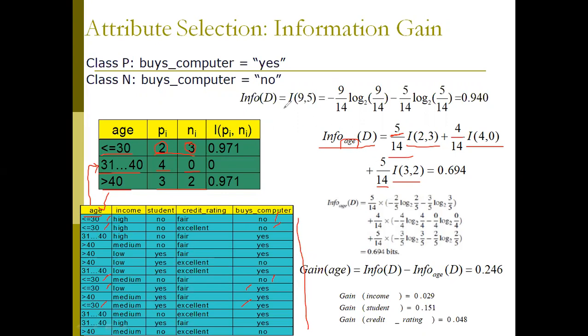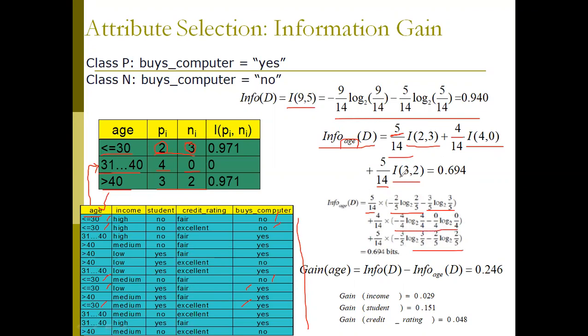If it is entropy of 9 comma 5, how the formula is substituted for this entropy of 9 comma 5? In the same manner here we are going to substitute the entropy formula at these three places. Let us see. This is the 5 by 14 into minus 2 by 5 log base 2, 2 by 5, minus 3 by 5 log base 2, 3 by 5, right? This is first. Second one is 4 by 14 and this one. Third one is this one.